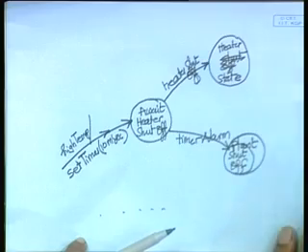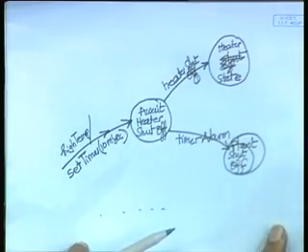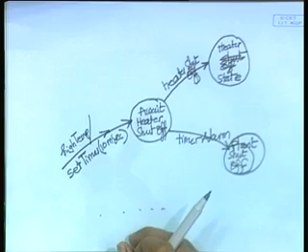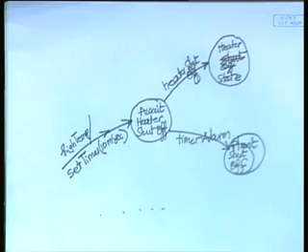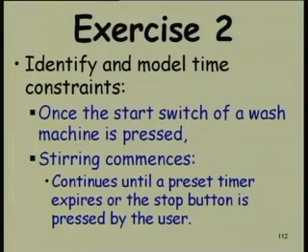Now, let us look at another example. Let us see if you can do that, possibly slightly more complex than this one. Please take your notebooks. This is an example of a wash machine. Here we need to identify the time constraints and model them. The behavior of the wash machine is as follows.